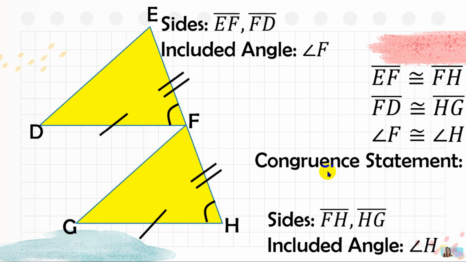And kapag hiningi po ulit si congruent statement, all we have to do is to name the two congruent triangles. So, if we have triangle DEF, so DEF, the second triangle must be named as GFH. So, triangle DEF is congruent to triangle GFH. So, that's SAS Congruence Postulate. So, isa sa mga congruence postulate among triangle. Now, let's have the second congruence postulate about triangle.